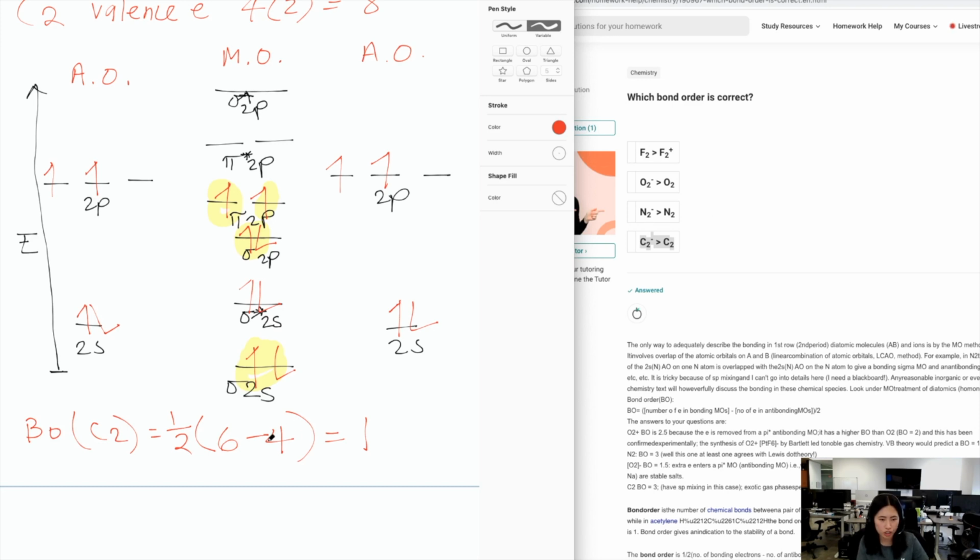Sorry, this 4 should be 2, right? Here, there's 2. I did that intentionally, so I just want to make sure you guys are paying attention. No, I'm just kidding. So this is 2, right? So basically you have 6 minus 2, and then times 1/2, and that's 4 divided by 2, which is 2. So bond order is 2. I stand corrected. Okay, there we go. So this is 2, and moving on to C2 minus.